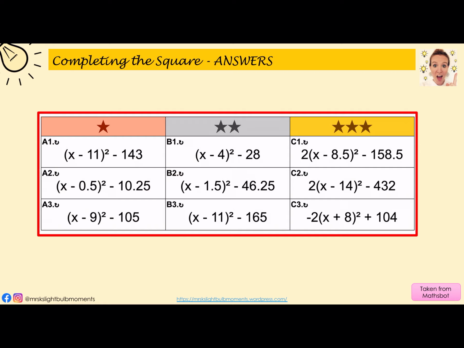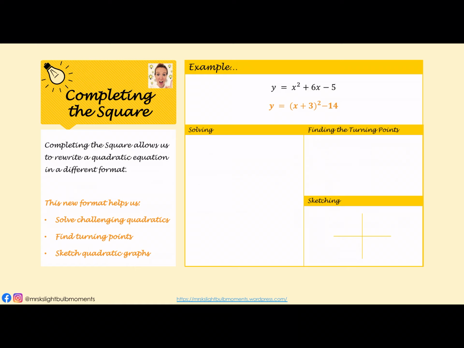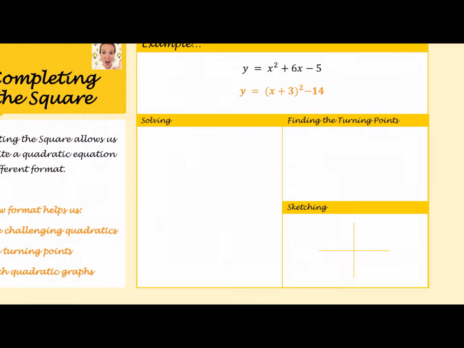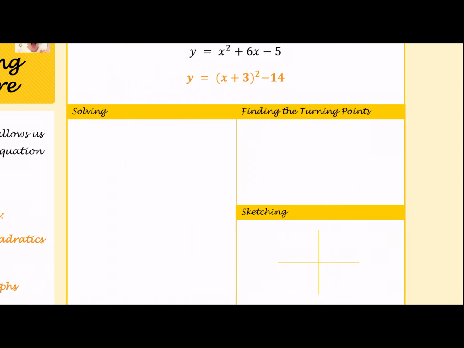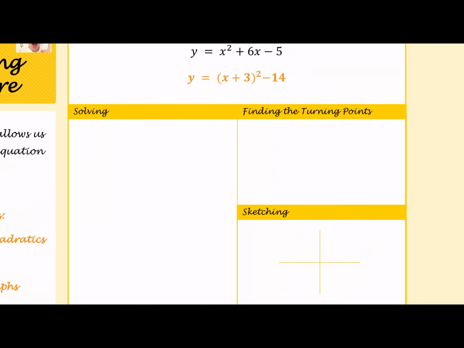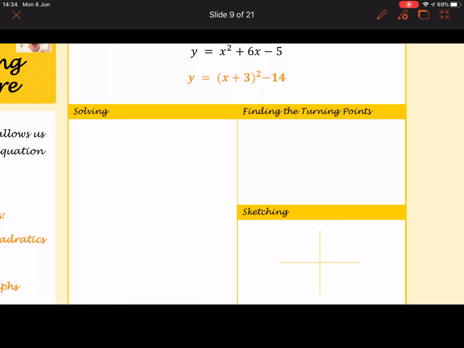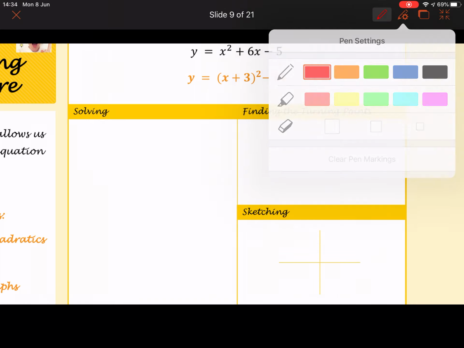Okay, let's move on. Right, so we've done the basic completing the square. We know how to do that step. For the second part of our session, we're now going to look at these uses of completing the square. So we can solve quadratics, we can find turning points, and ultimately we can sketch our quadratic graph. So I'm going to show you all three things at once on this equation. So we're going to look at solving first.